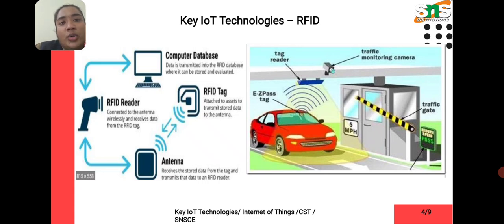This reader is connected to the antenna wirelessly and receives data from the RFID tag. It is given to a computer database. That data is transmitted to the RFID database, where it can be stored and evaluated.